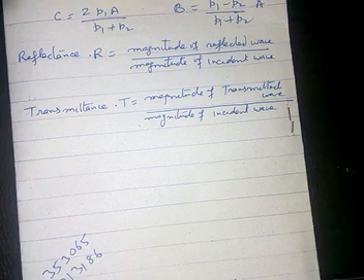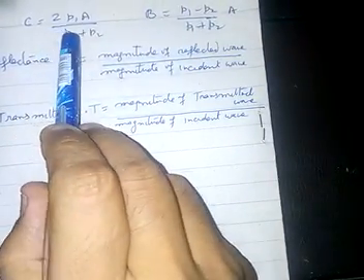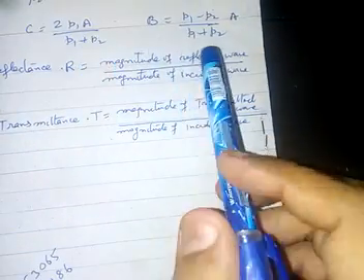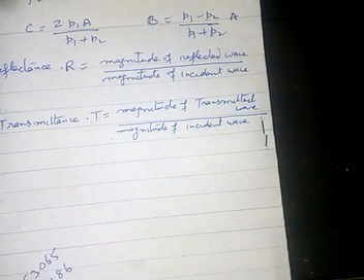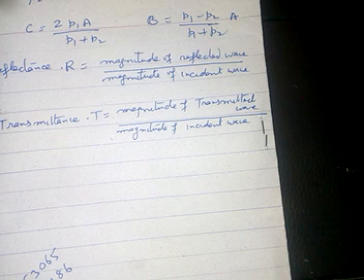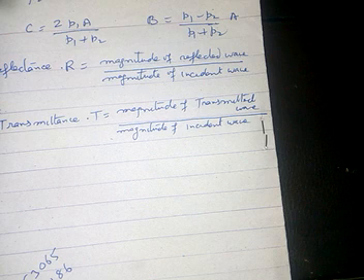Solving these two equations, we get c equal to 2 p1 a upon (p1 plus p2) and b equal to (p1 minus p2) upon (p1 plus p2) into a, where b and c represent the amplitudes of the reflected and transmitted beams respectively in terms of the amplitude of the incident wave.